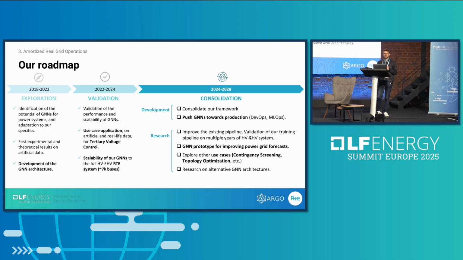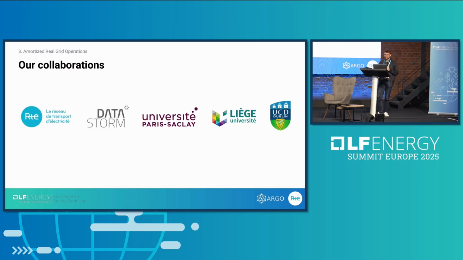So we want to improve the existing pipeline. We also want to explore some new use cases, some new applications for this work. And also we want to do some research on alternative graph neural network architectures. So to do all that, we have some strong collaborations with the Université Paris-Saclay, with the Université de Liège. We are specifically working a lot with Professor Louis Wenkel from Liège, and we are working also with Eftimios Karangelos from UCD Dublin. And we also have some help in terms of development from Datastorm.